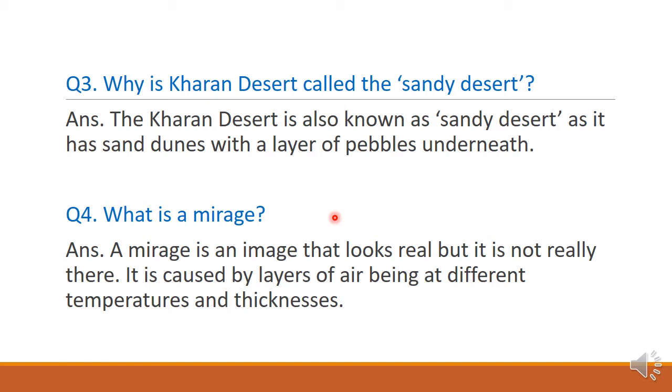Question number 4, what is a mirage? A mirage is an image that looks real but it's really not there. It is caused by layers of air being at different temperatures and thicknesses. I told you and showed you the video as well that it's a kind of illusion. For example, there is a reflection of light on the sand of the desert because of the hot temperature, and you think that thing is over there, but in reality it is actually not there. So this is what a mirage is. It's a kind of optical illusion.